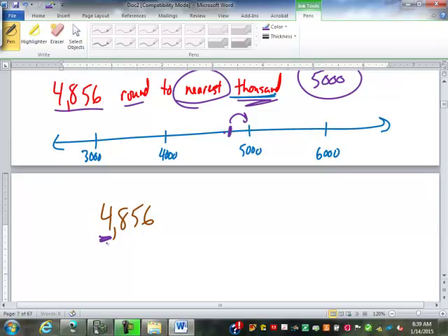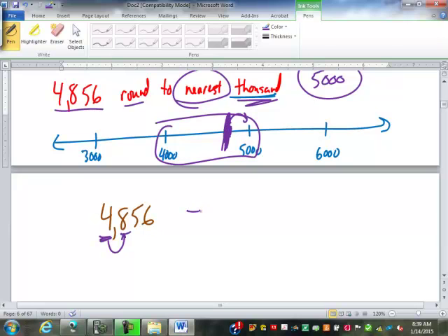The 4. Then we look at the next digit, because the 4 tells us we're between 4,000 and 5,000. That next digit tells us where we're located in there. The 8 tells us we're way up here, closer to the 5,000, so we're going to round up to the 5,000. In fact, anything 6, 7, 8, or 9, those are definitely closer to the 5,000. Those would all get rounded up. 1, 2, 3, and 4, of course, are all closer to the 4,000. Those would get rounded down.